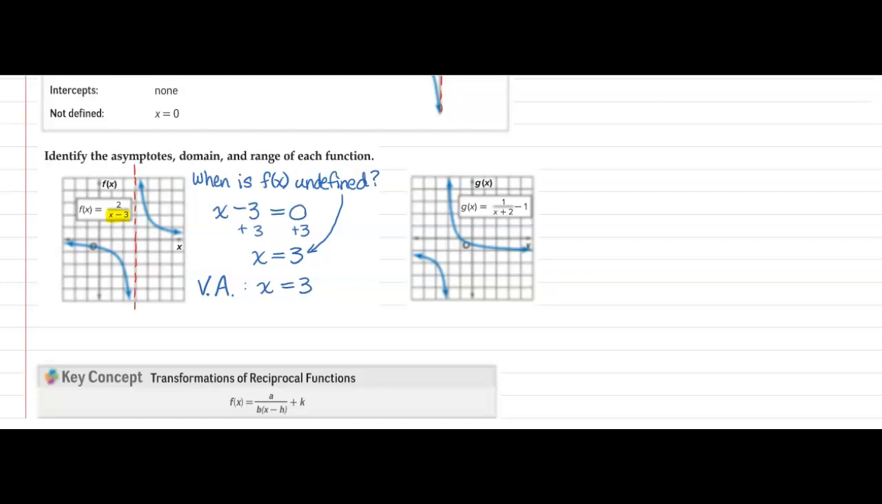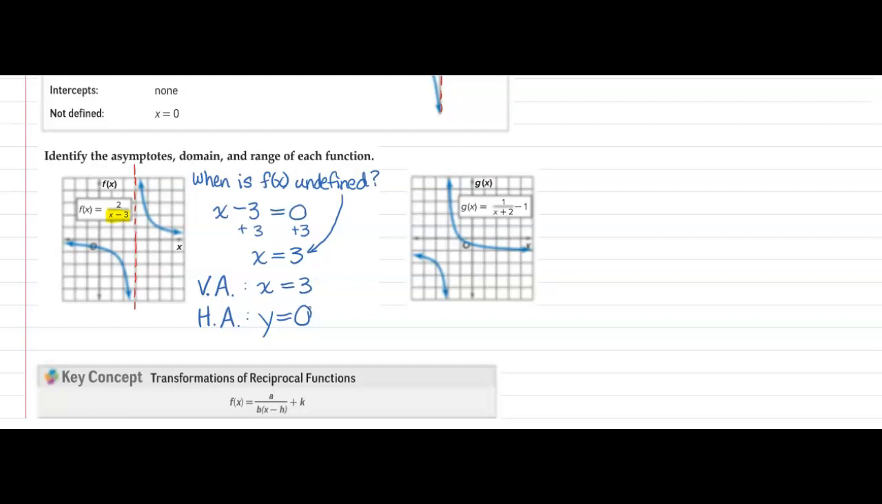Okay, let's think about a horizontal asymptote. Notice if we look at a table of values here, as x goes away from 3, the numbers get closer and closer and closer to 0, but they never hit 0. Same as we go to the right from 3. They're getting closer and closer and closer to 0, but they never touch 0. So our horizontal asymptote in this case is still y equals 0. Or you might see it written f of x equals 0.